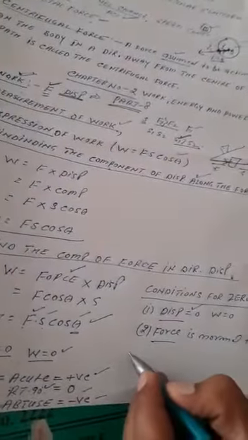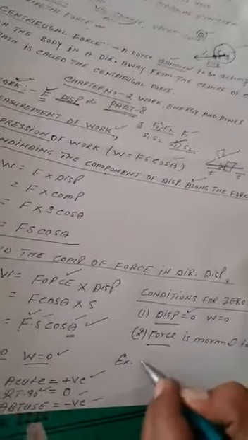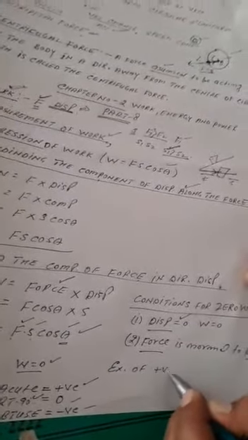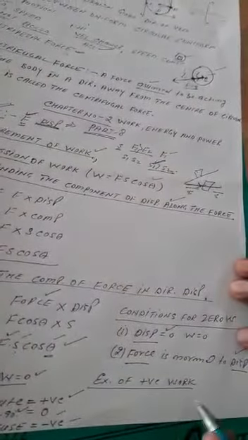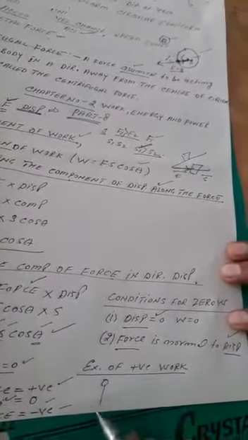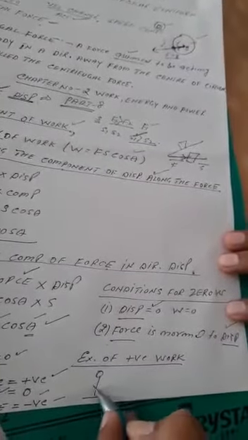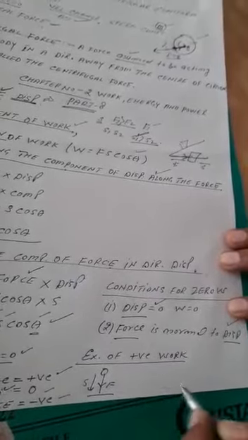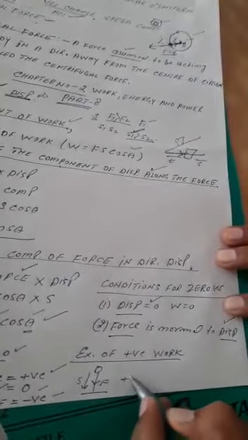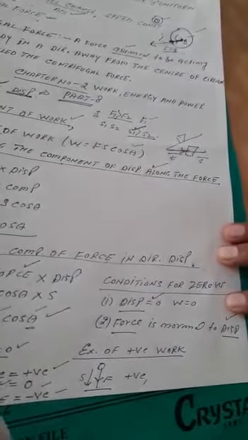Now examples of positive work done. What are the examples? First example is, suppose a body is falling down. Now the gravity is acting in the downward direction, displacement is also in the same direction, therefore work done will be a positive work done.